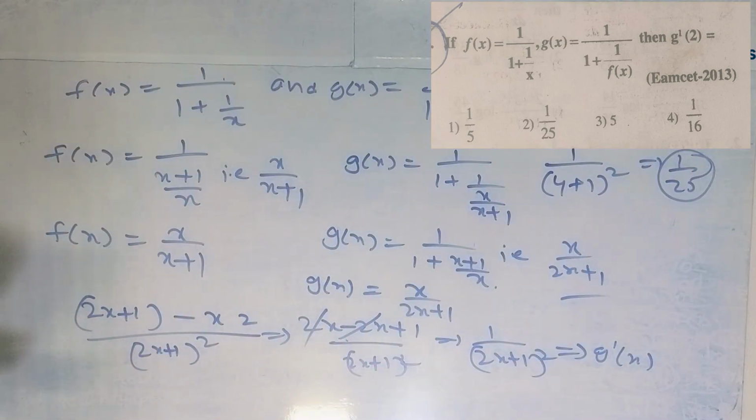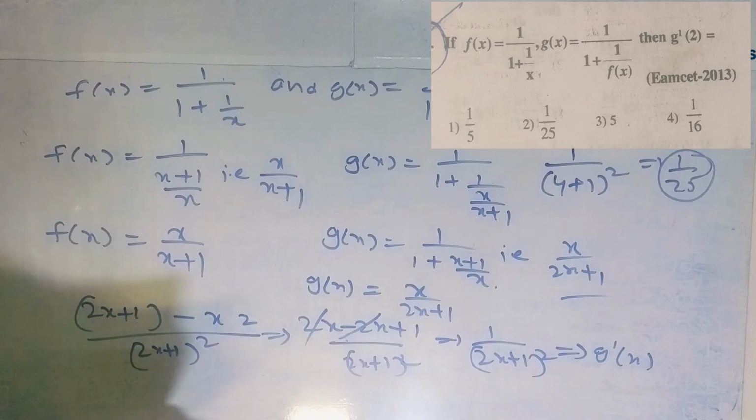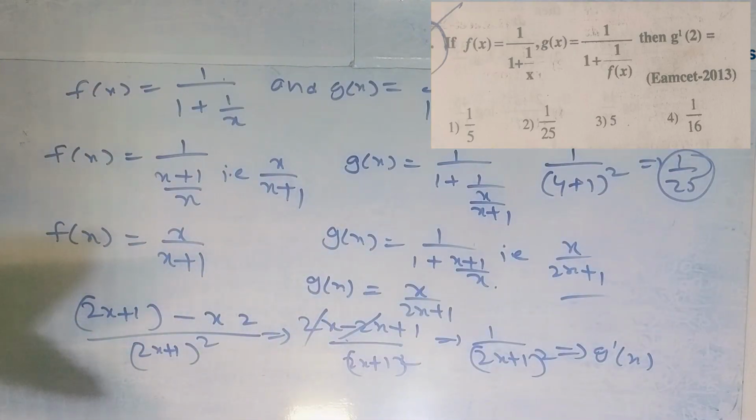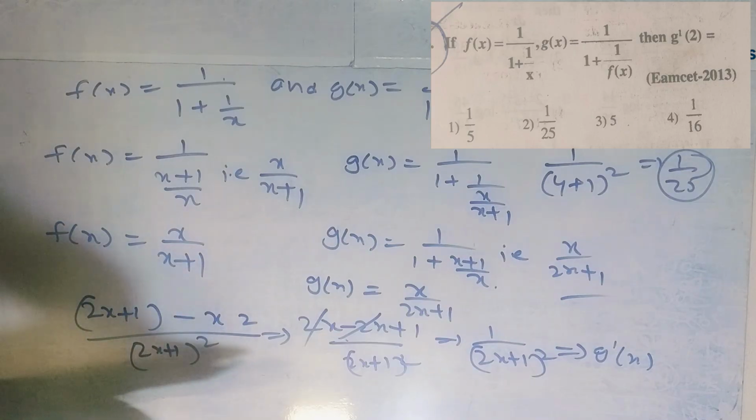This is a very easy concept, so please try to understand. Now check the options. Option 1 is 1 by 5. Option 2 is 1 by 25, which is our final answer.